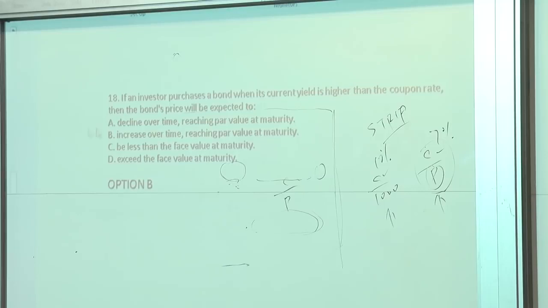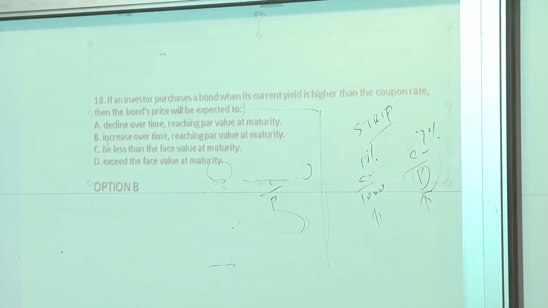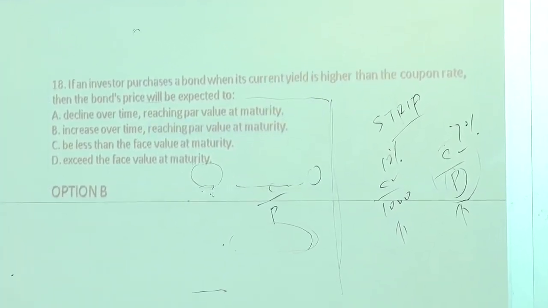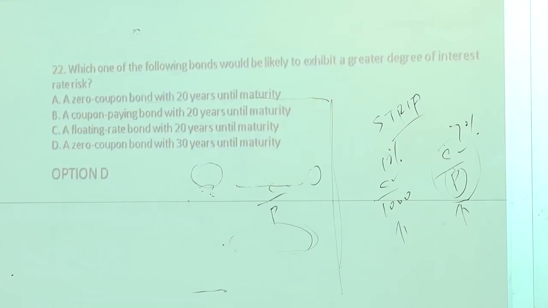If an investor purchases a bond with a current yield higher than the coupon rate, all right, these are similar questions. Current yield higher than the coupon rate, meaning the price is lower than 1,000. Price lower than 1,000 is a discount bond. So a discount bond's price increases over time, reaching 1,000 at maturity. Okay. Right, let's skip those. This is time value of money.